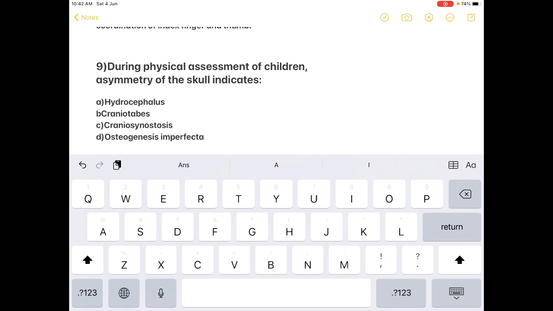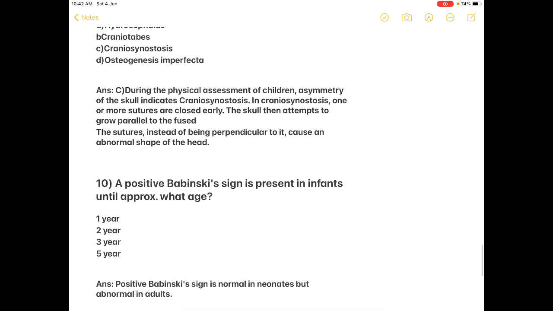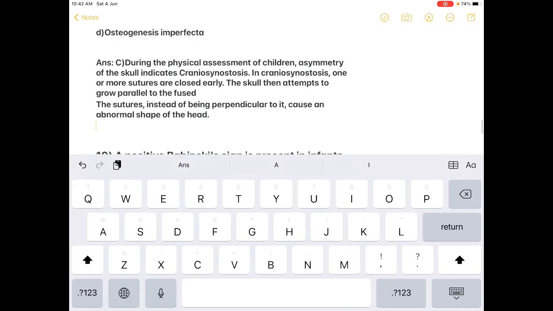During physical assessment of children, asymmetry of the skull indicates: option A, hydrocephalus, option B, craniotabes, option C, craniosynostosis, option D, osteogenesis imperfecta. The correct answer here is C, craniosynostosis. During the physical assessment of children, asymmetry of the skull indicates craniosynostosis. In craniosynostosis, one or more sutures close early. The skull then attempts to grow parallel to the fused suture, instead of perpendicular to it, causing an abnormal shape of the head.